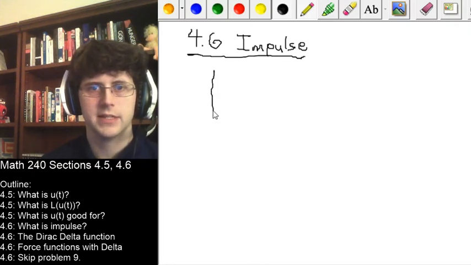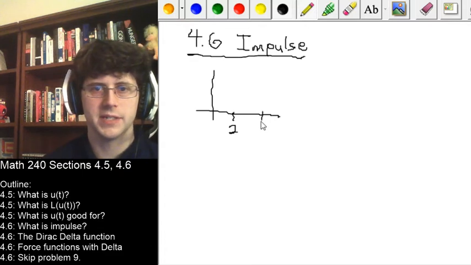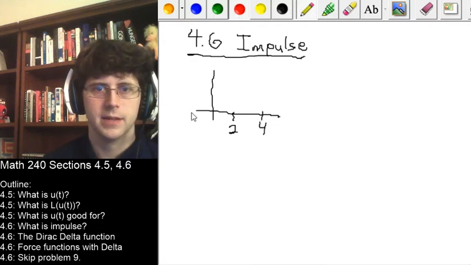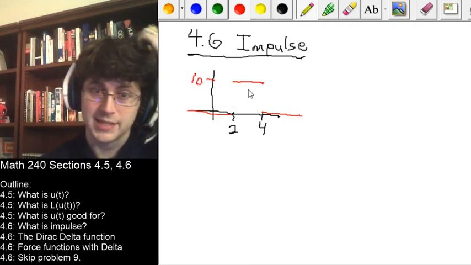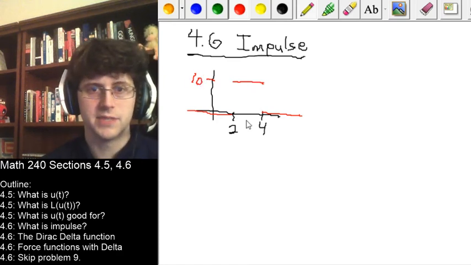So if my force function looks like this, where there's no force for a while, but there's some force between times 2 and 4, and then there's no force again. Let's say you had 10 newtons. Then the area under this graph represents the impulse. We pushed with 10 newtons for a duration of 2 seconds, so this is an impulse of 20.